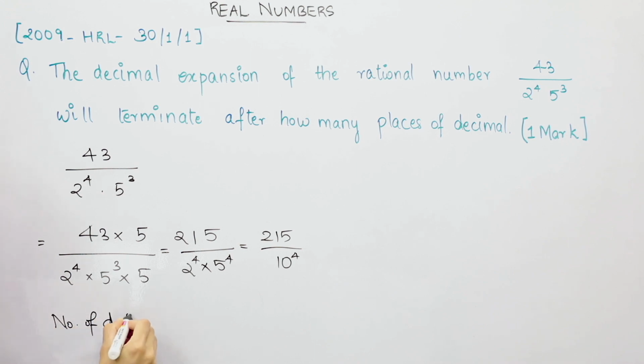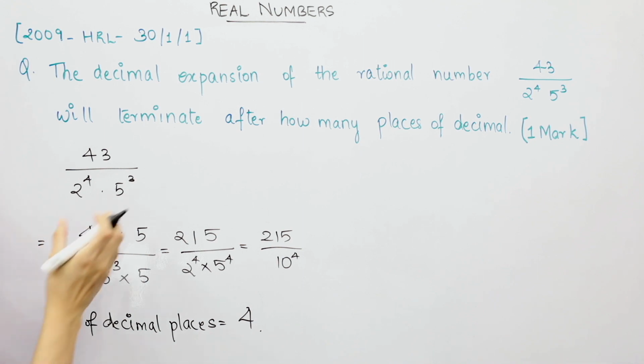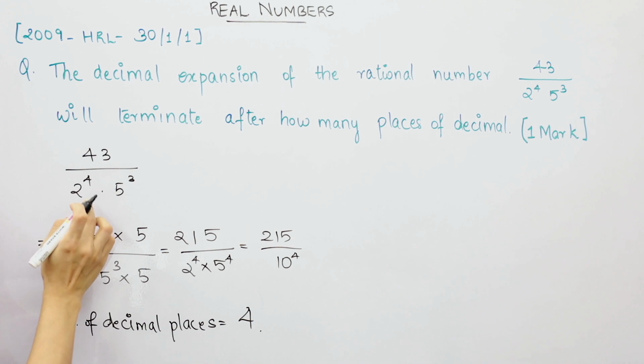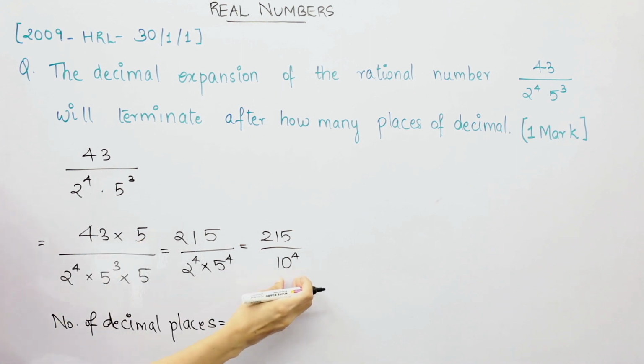So they've given us a rational number in p by q form. Since the denominator q has only 2 and 5, it's a terminating decimal. To find the number of decimal places, you have to convert the denominator into powers of 10. To do this, you have to equate the powers of 2 and 5. Here we have 4 2's and 3 5's, so we need to multiply by 5 in the denominator. We do the same for the numerator. And this gives us 10 raised to 4 in the denominator, which means it will have 4 decimal places.